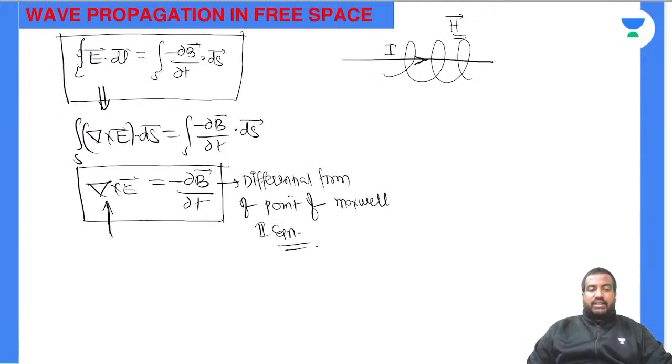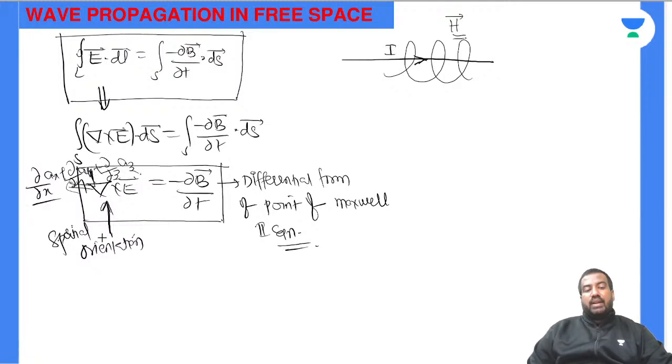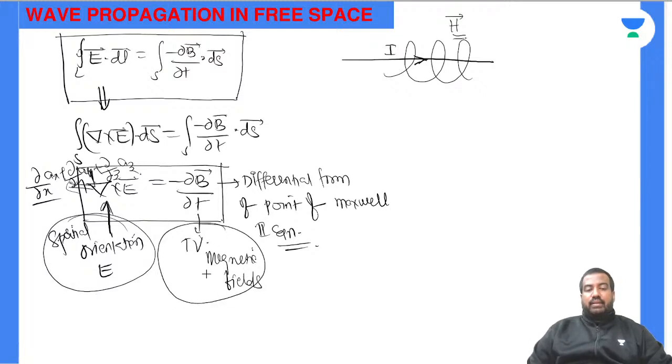Here you can see del cross E, the curl of E, which is spatial. Why spatial? For example, you take del in the Cartesian coordinate system: ∂/∂x of ax plus ∂/∂y of ay plus ∂/∂z of az. Spatial orientation of the electric field results in a time varying magnetic field. There is a specific link between the orientation of the electric field and the time varying magnetic field. This interdependency is a must if it wants to be part of a wave.